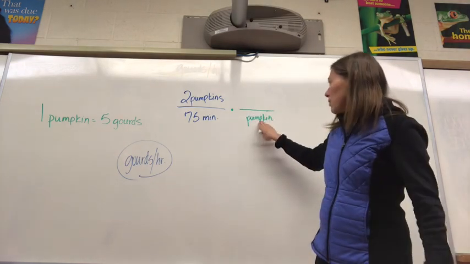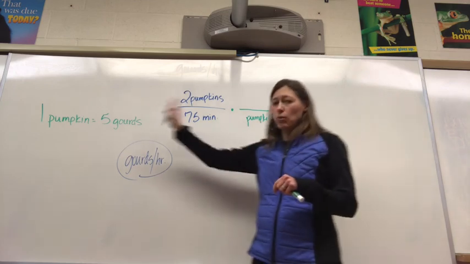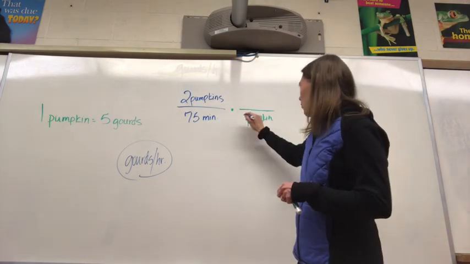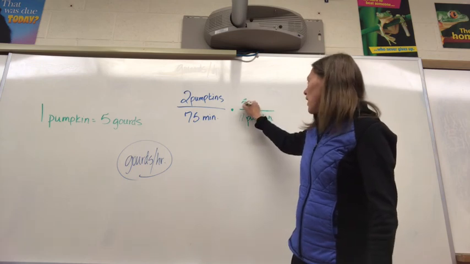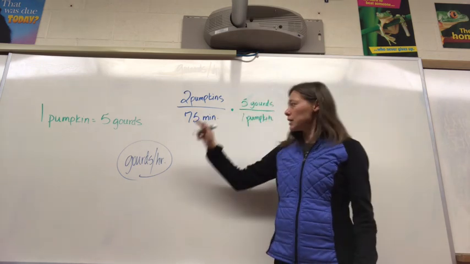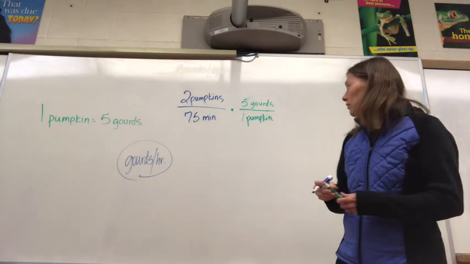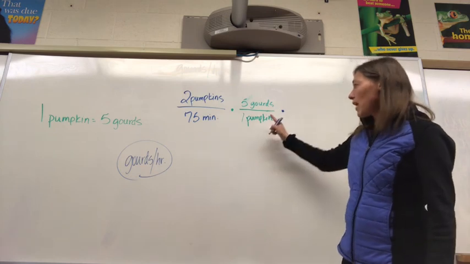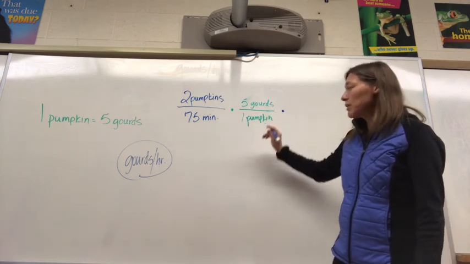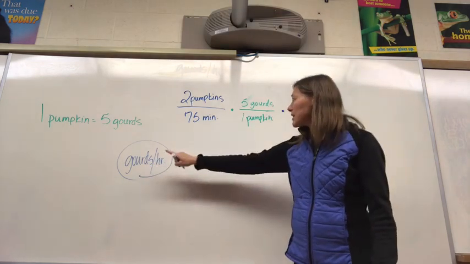So if we look at pumpkins, we want to look at how do pumpkins and gourds compare? Well, I can have one pumpkin is equal to 5 gourds. Do you see how we're multiplying by 1? Because these are the same, so 5 gourds, 1 pumpkin, they're equal. So now we've got the pumpkins, and now we've got the gourds, and that's what needs to be on the top. But we need to get to hours.